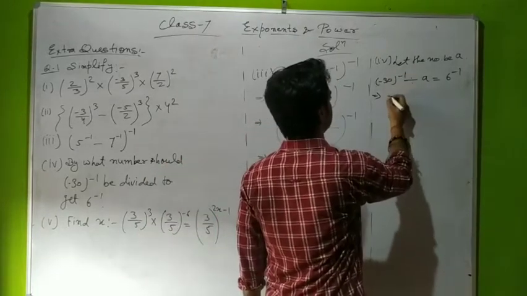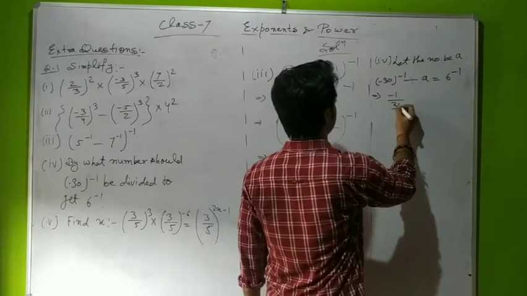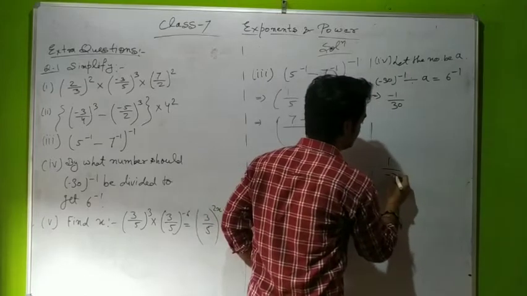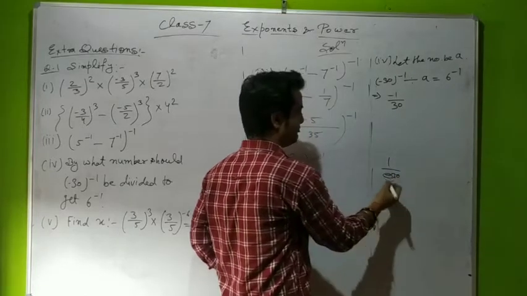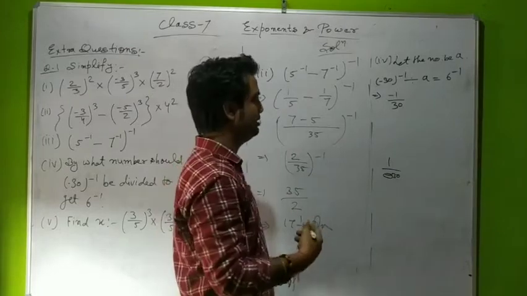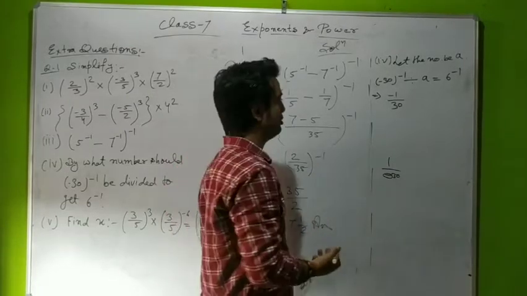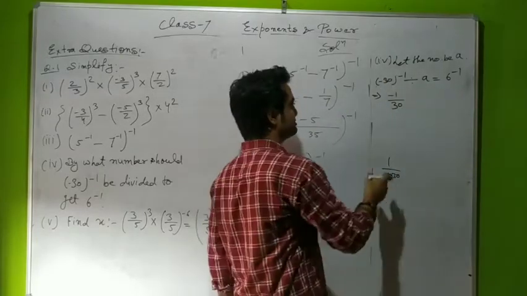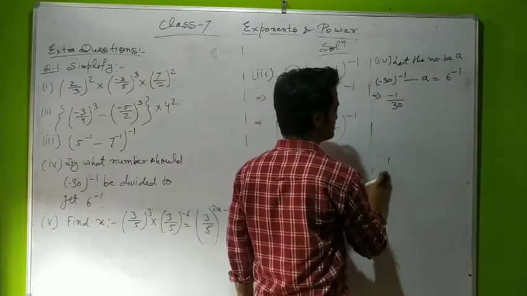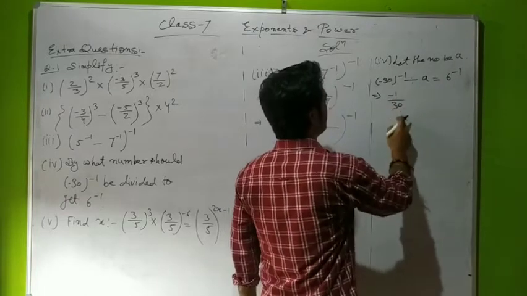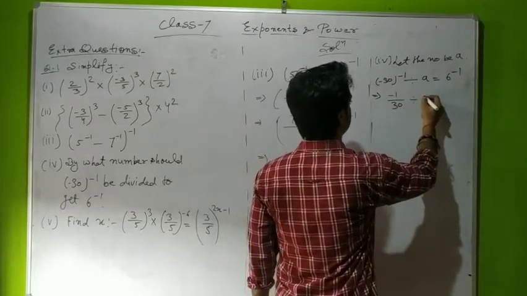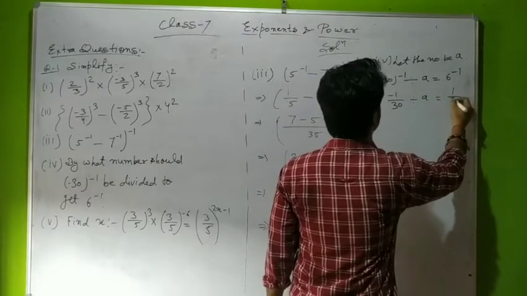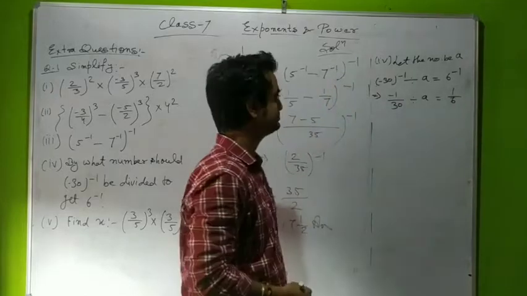So minus 30 raised to the power minus 1 means what? Minus 1 upon 30. You can write it as 1 upon minus 30 also, but since a negative sign in the denominator may confuse you, always let the negative sign be in the numerator. Just do the reciprocal of the numbers. So minus 1 upon 30 divided by A gives you 6 raised to the power minus 1, which means 1 upon 6.